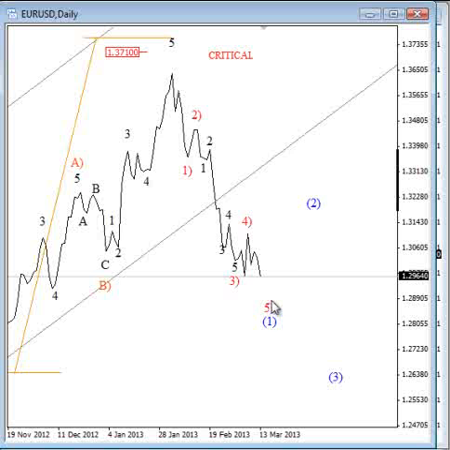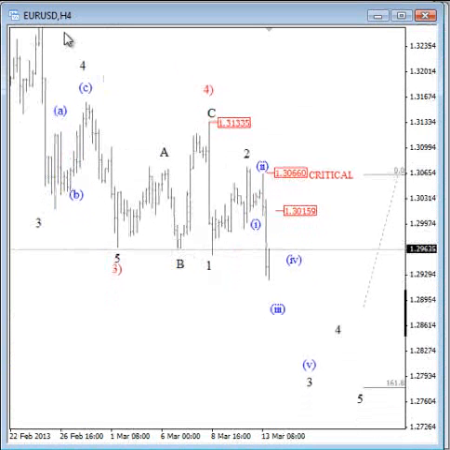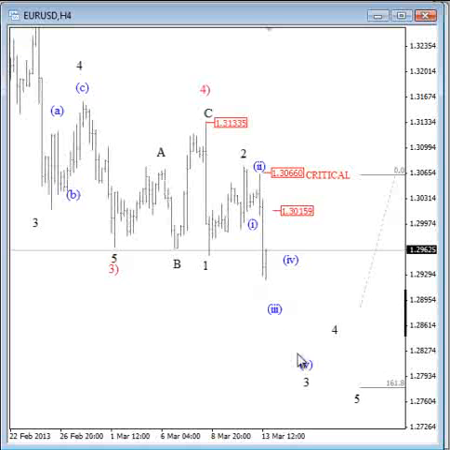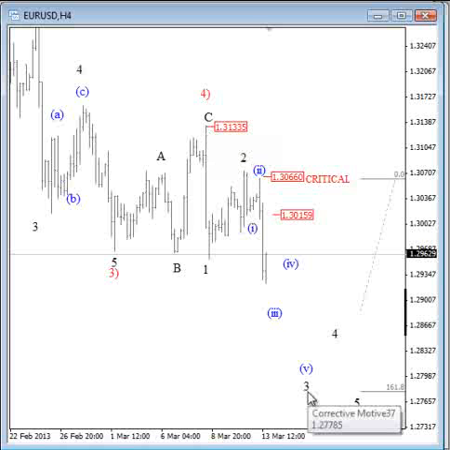However, this red wave 5 must be subdivided into 5 smaller legs. So here is the 4-hour update count that we are tracking. We labeled the end of a wave 4 here. This was wave 1, wave 2, and now black wave 3 is underway.